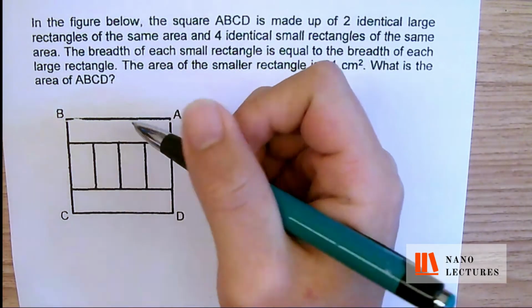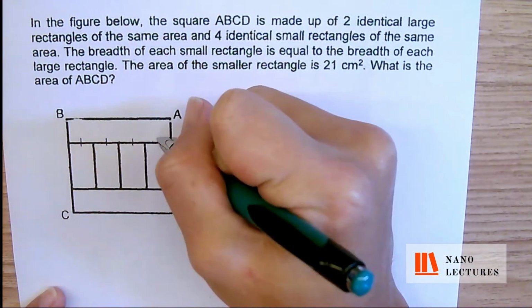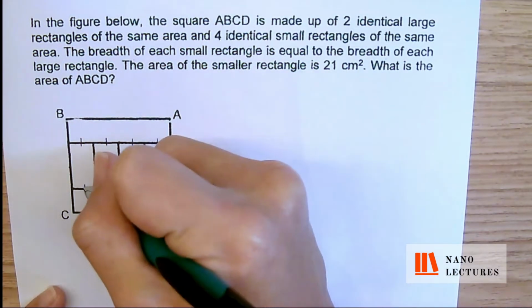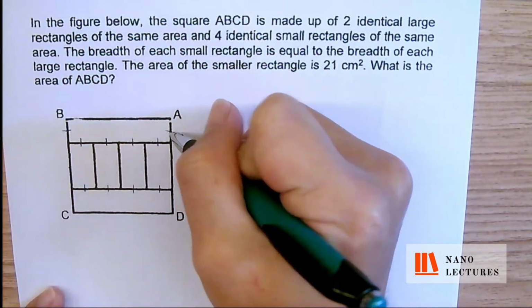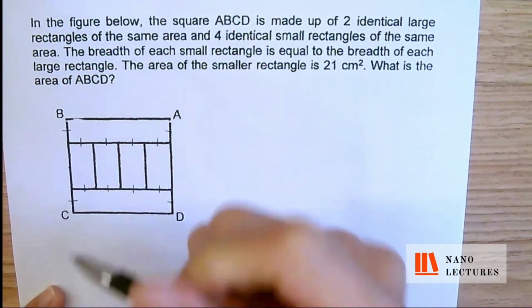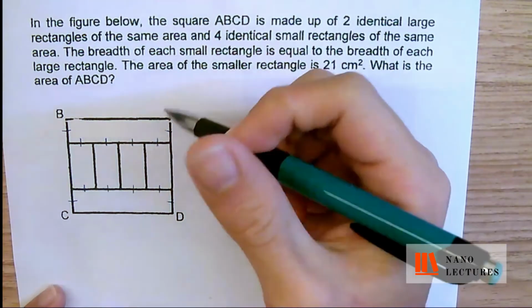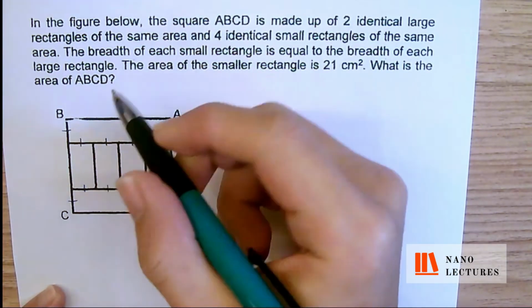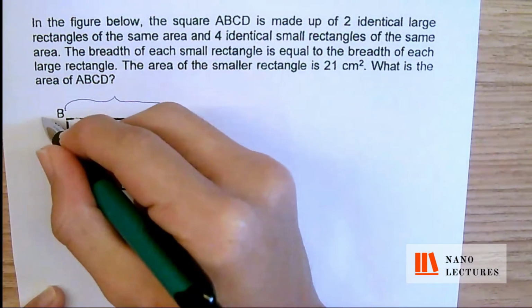Now, all the ones that are equal, we always have to mark them. All this means that they are the same. They also mentioned that the breadth of the small rectangle is equal to the breadth of the large rectangle. So isn't it the same as well? Now over here, I'm going to ask you a question. If they say that ABCD is a square, which means that this entire thing is the same as this entire thing.